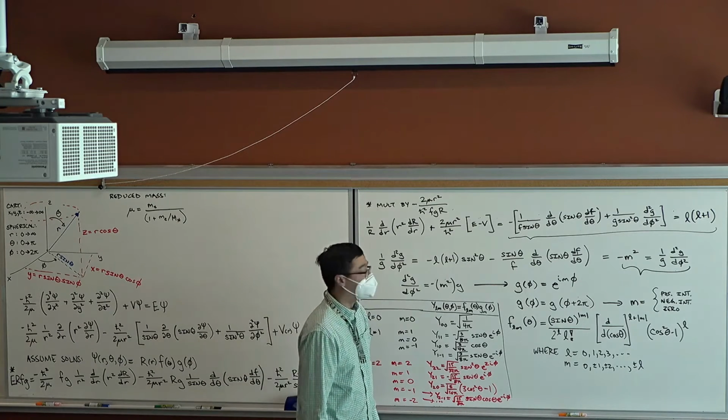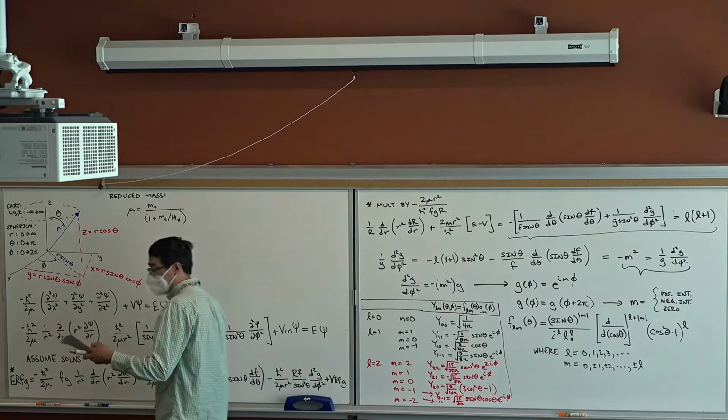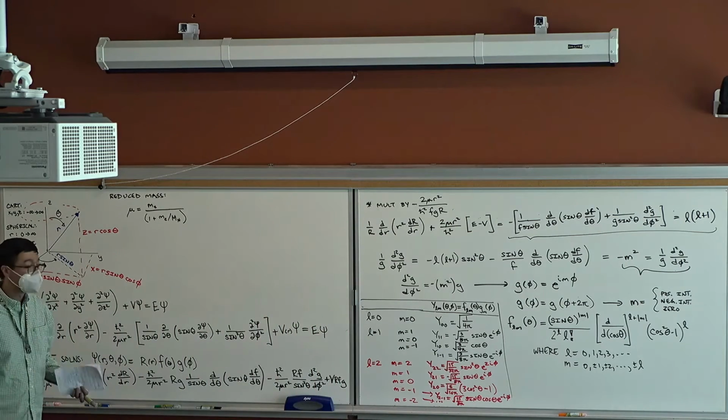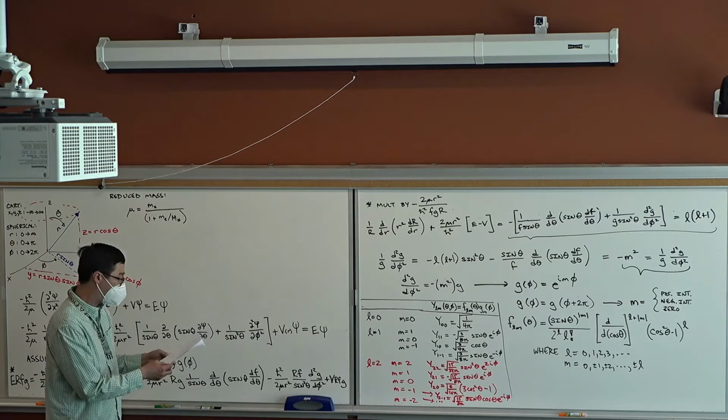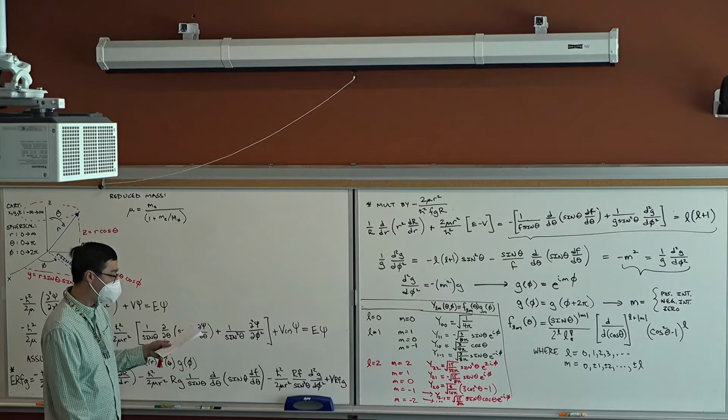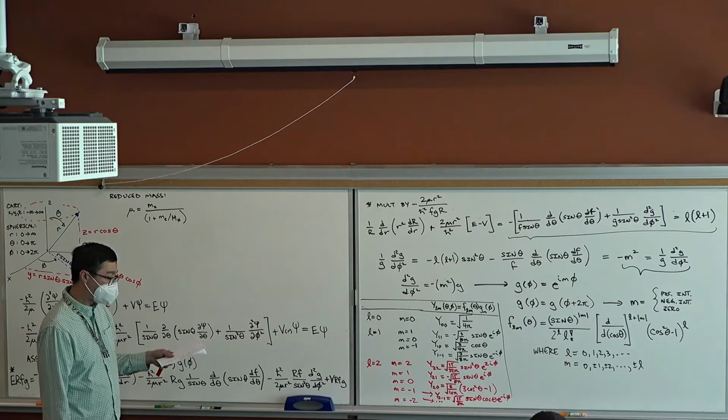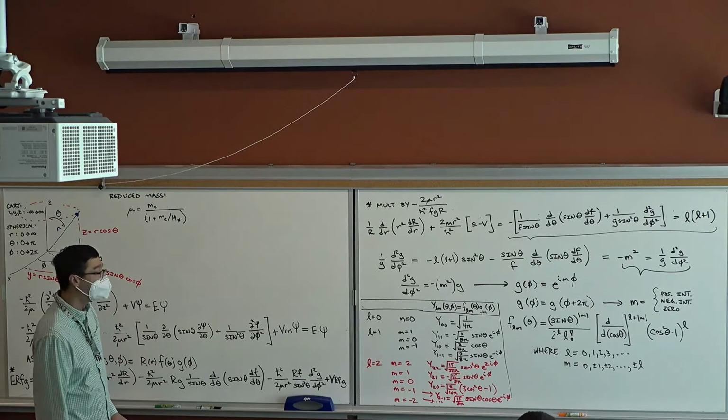So would y2 negative 2 be square root of 15 over 32 pi sine squared theta cos squared theta? Sine squared theta e to the minus 2i phi. Yeah.